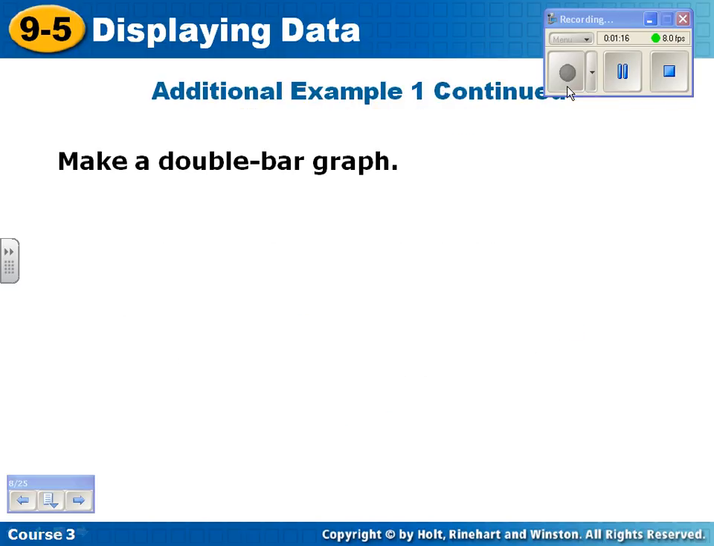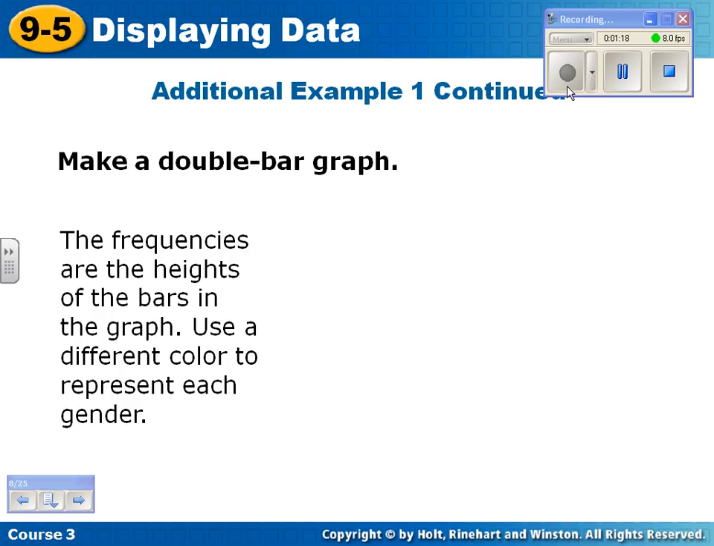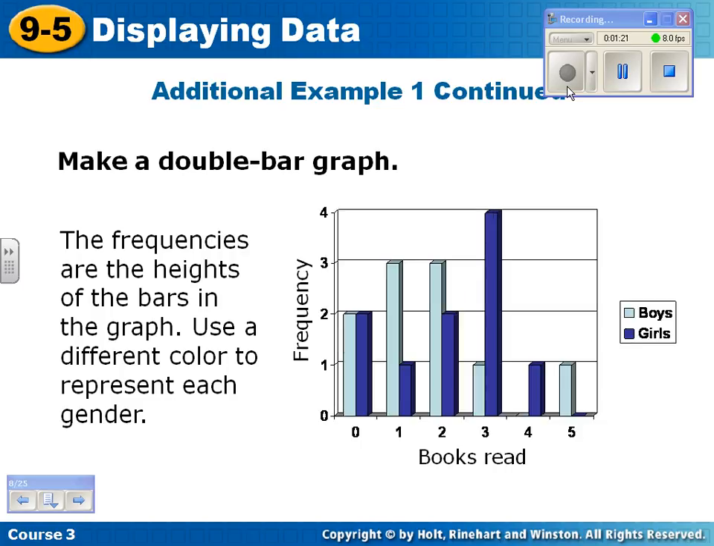Let's translate that into a double bar graph. It says the frequencies are going to be the heights of the bars in the graph. And they said here, use a different color to represent each gender, boys and girls. But if you don't have colored pencils or markers, you could do stripes for one of them, and a solid color or polka dots or whatever to distinguish your different sets of data. However, you want to make sure that you have a key that describes each color or each thing that you do to the bars.